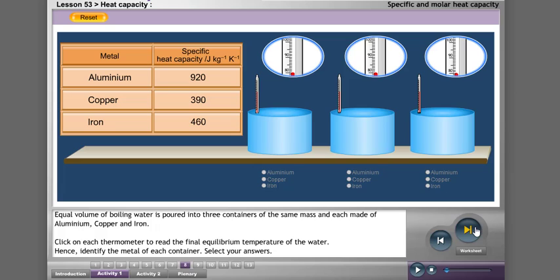Equal volume of boiling water is poured into 3 containers of the same mass and each made of aluminum, copper and iron. Click on each thermometer to read the final equilibrium temperature of the water. Hence, identify the metal of each container. Select your answers.